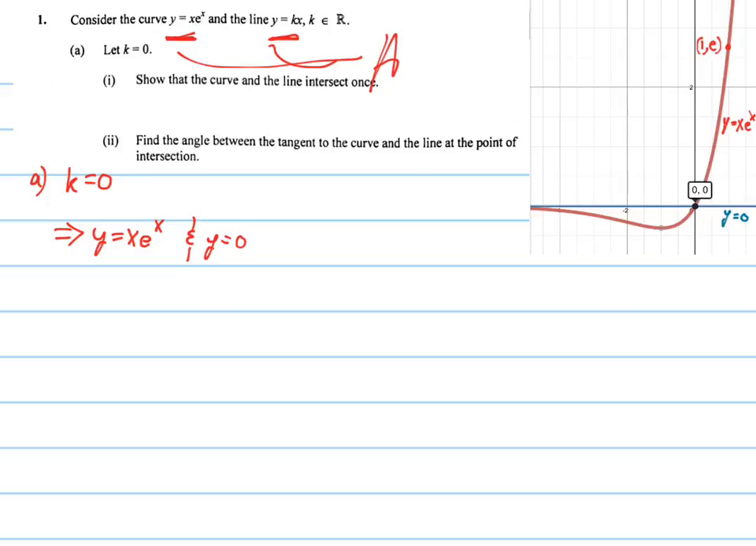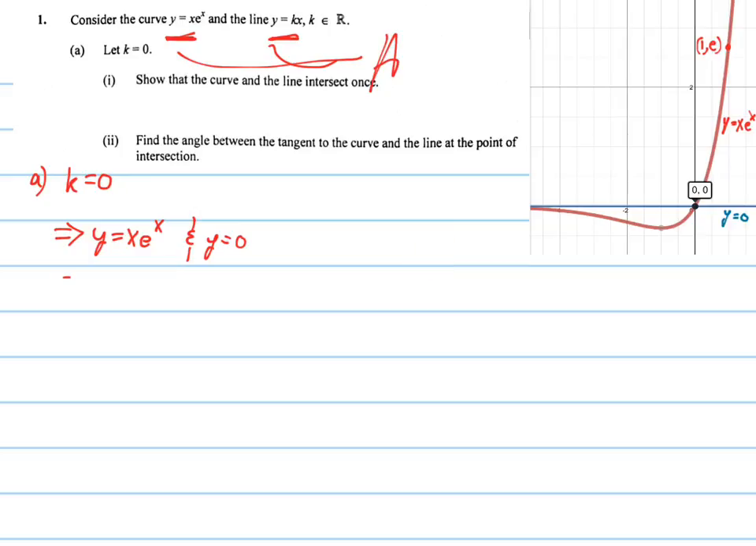So, starting off with the first bit, they're saying, okay, well, let's start with k, since it can be any real number, let's start with k equals 0, a really simplistic case. That means that the first function is x e to the x, like it always will be, and the second function is just y equals 0. You can see in the graph that the intersection of y equals 0 with the function curve is only at 0, 0, since the function curve is asymptotic.